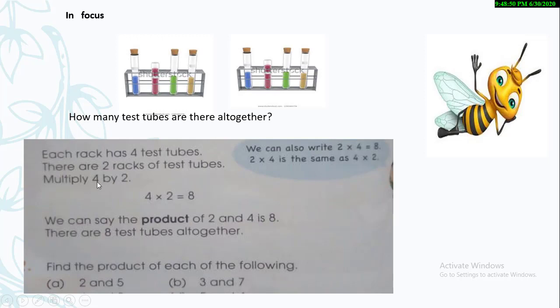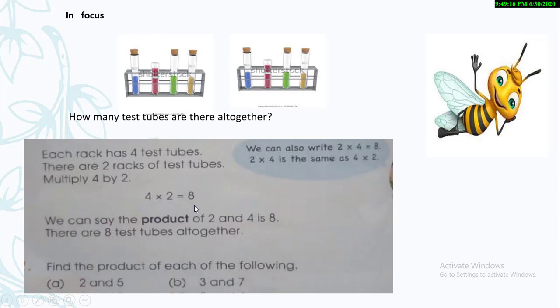Multiply 4 by 2. They are saying that don't count it individually, because maybe sometimes they give you 8 racks of test tubes. Then it is so difficult to count that many test tubes. In this picture you can easily read 8, but when they give you 8 racks of 4 test tubes, it will be so difficult for you to count. So how to read it? 4 2's are, what will be your answer? 8. You just quickly get the answer.